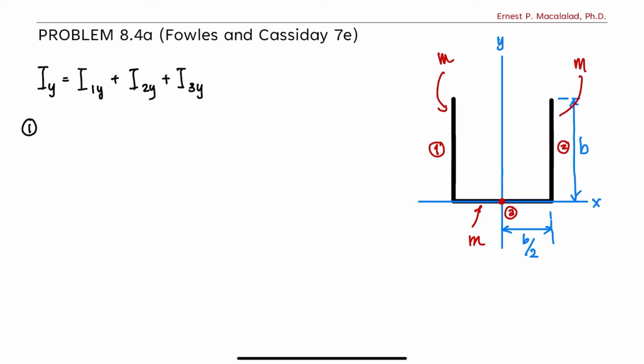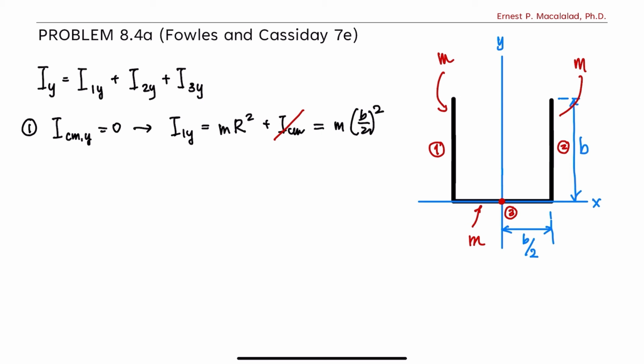If, for example, the axis of rotation is along the axis of this object, since there is no extension from this axis because this is a thin rod, its moment of inertia would be 0. So its moment of inertia about its center of mass parallel to the y-axis would be 0. By the parallel axis theorem, the moment of inertia would be equal to mr squared plus ICM. Because ICM, as I mentioned earlier, is 0, this is equal to m times b over 2 squared. Here the distance between the object and y is b over 2. This is now equal to 1/4 mb squared.